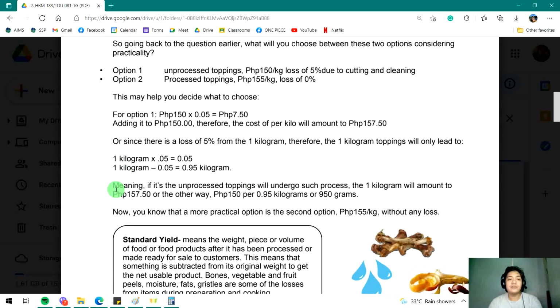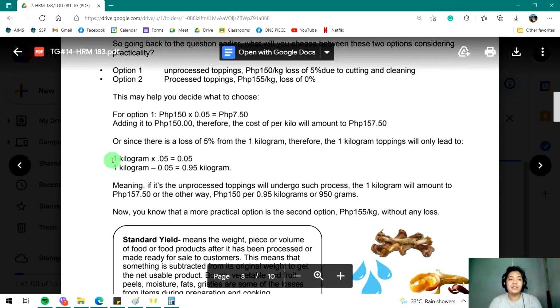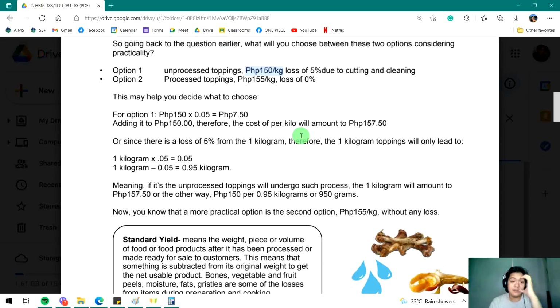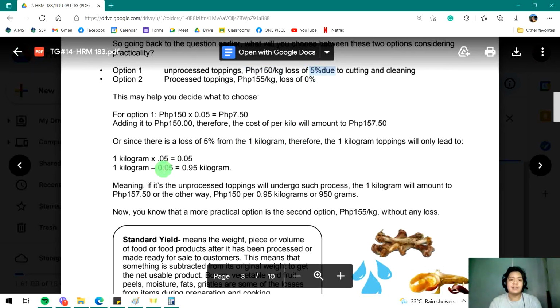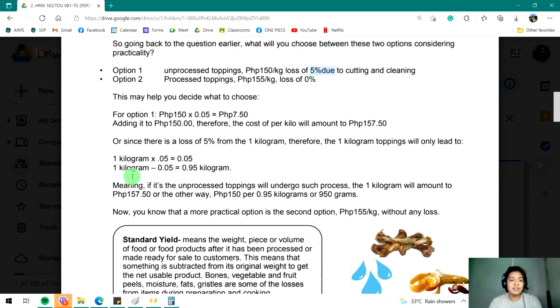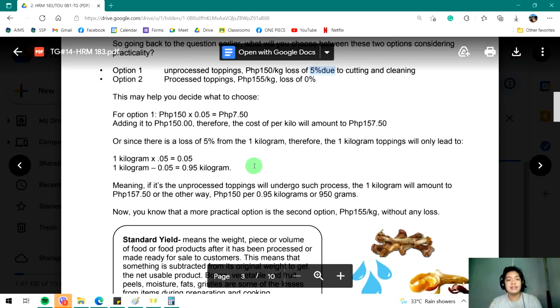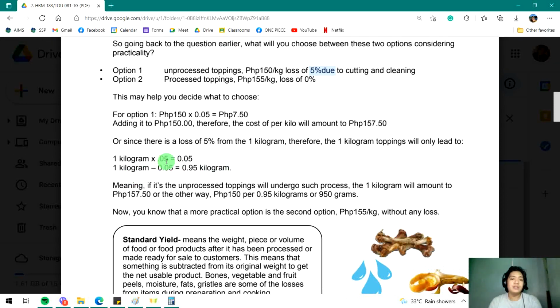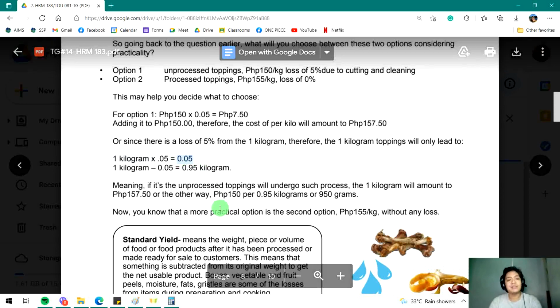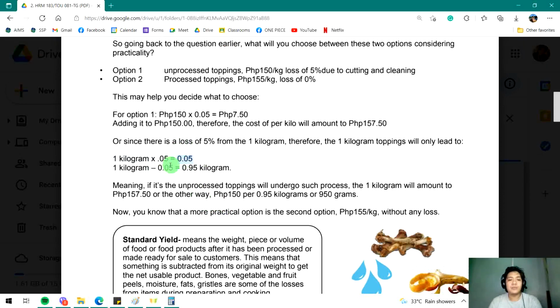Pwede nyo na lang din i-convert or pwede nyo i-multiply yung 1 kilo since 1 kilo nga per 150 na may loss na 5%. So, ibig sabihin, kada kilo may nawawala sa ating 5%. Para makuha natin kung gaano kalaki yung 5% ng 1 kilo, we will multiply as well 1 kilogram times 0.05. We will have yan, 0.05. And then we will just subtract 0.05 to 1 kilogram.